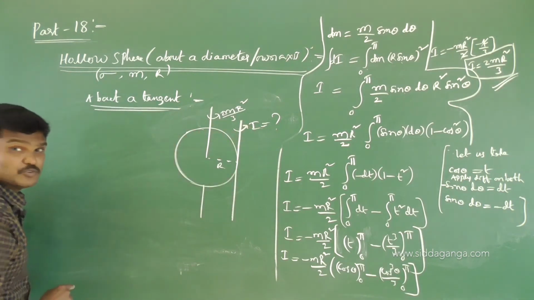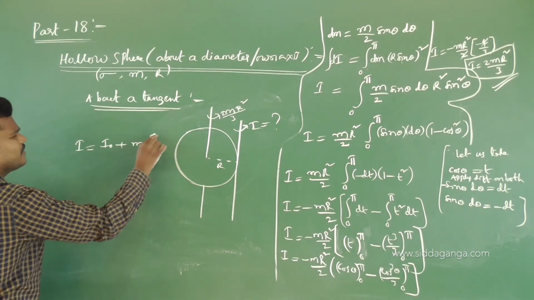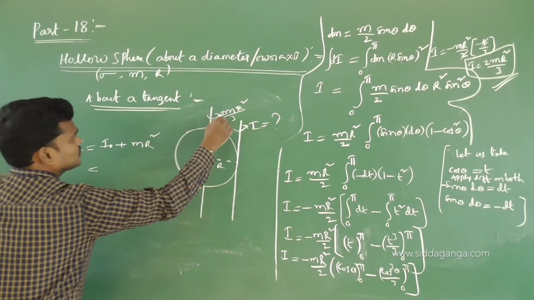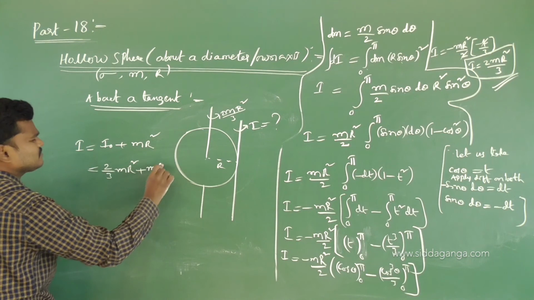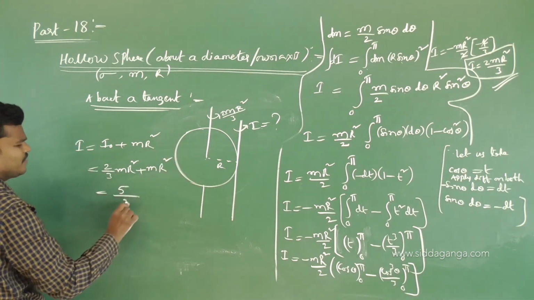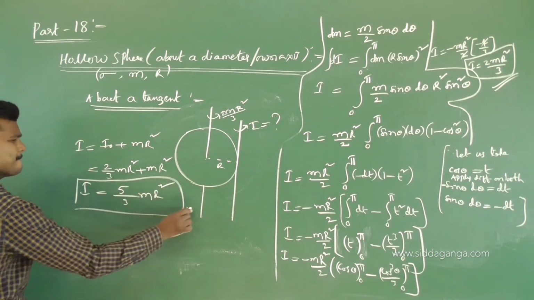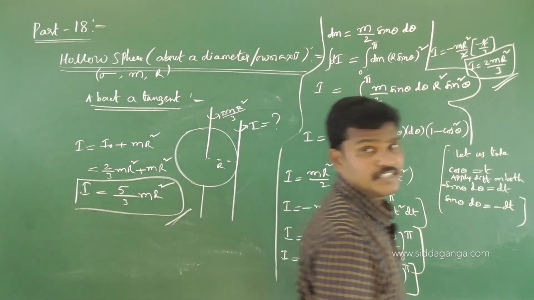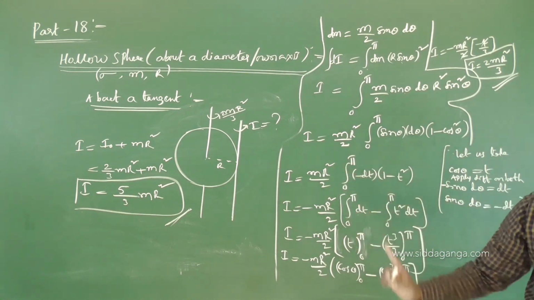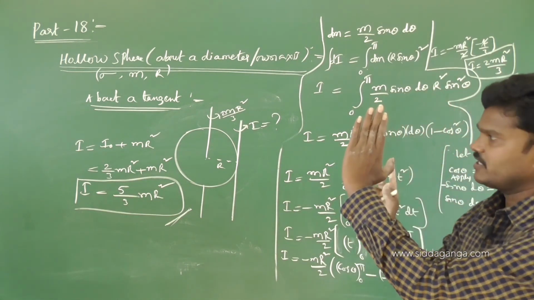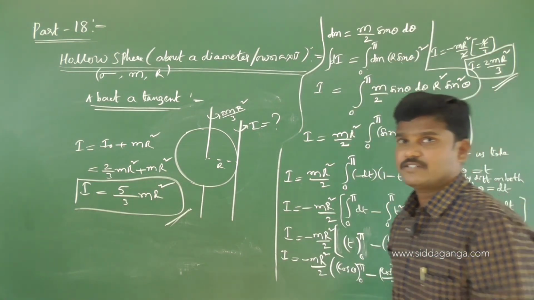About this means what theorem you have to use, directly we can expect. So, from parallel axis theorem, I naught plus mr square. What is I naught? About the diameter. See, this is 2 by 3 mr square, just now we got it. 2 by 3 mr square, then what is the answer now? 5 by 3 mr square. Okay, about a tangent is 5 by 3 mr square. Two formulas are possible about a tangent. About the central line is 2 by 3 mr square. About a tangent is 2 by 3 mr square plus mr square. So 5 by 3 mr square.